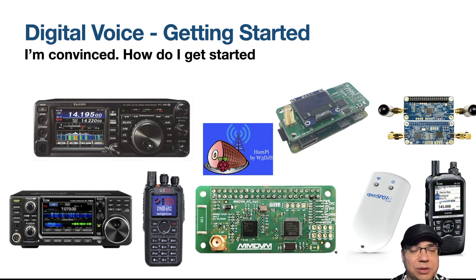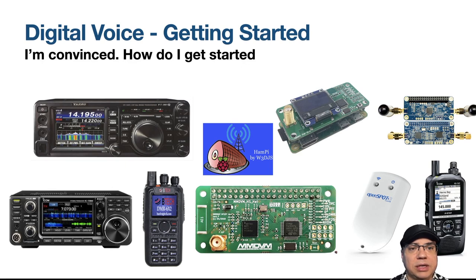ICOM has their own version of digital, the IC 7100 and 7300, I believe. And also, I have up there on the screen the ID52, which is a handheld digital radio. Might only be available in Japan right now. There's a chip shortage, and I think they're having production problems right now. So those are all options, and I've even got a Pofung up there. They have a digital radio that is DMR compatible. There's that as well.